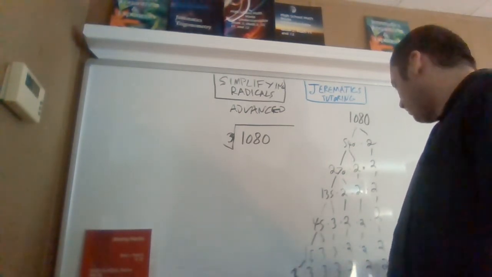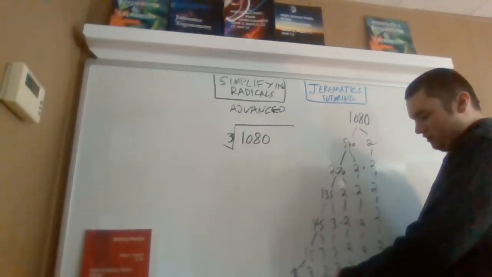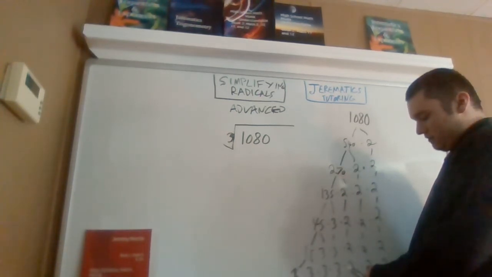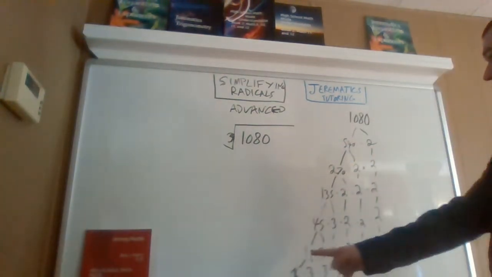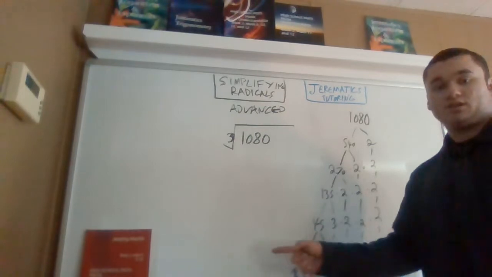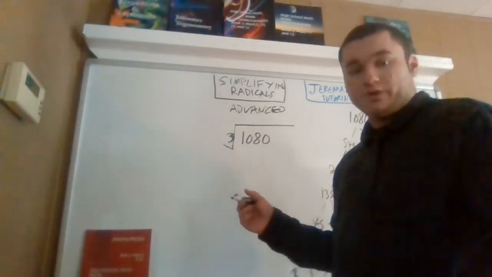2 times 2. And then to verify it, 5 times 3, 15, times 3, 45, times 3, 135, times 2, 270, times 2, 540, times 2, 1080. So this is how we'd write it as a product of all of its prime factors, including repeats.